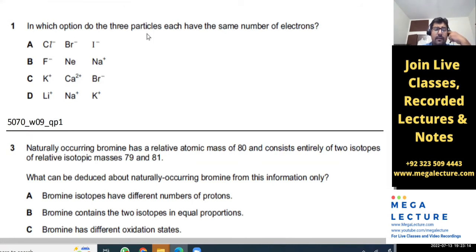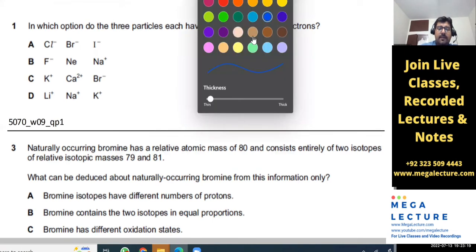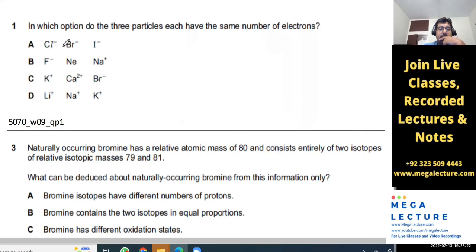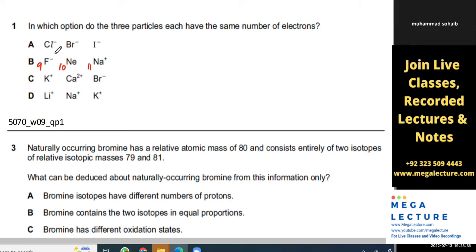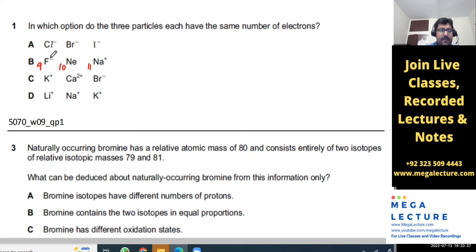In which option do all 3 particles each have the same number of electrons? So the answer to this one is probably going to be, I'm just going to look at the number of protons. That's 9 over here, 10 for this one, and 11 for this one. So this one was supposed to have 9 electrons. Minus 1 means it's got 10 electrons. Neon is a neutral atom. That's 10 electrons. Sodium should have had 11 electrons, but it's got a +1 charge. So that's also 10 electrons.